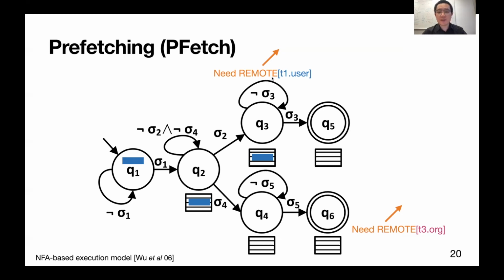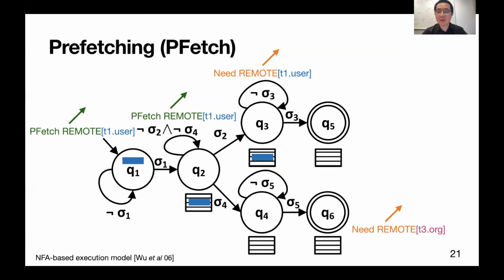And this remote data is indexed by event T1's user attribute value. And this attribute value is actually derived from state Q2 and state Q1. So there are 2 possible points to initiate prefetching. That is, whenever a new partial match is constructed at state Q2, or whenever a partial match is constructed at state Q1. Fetching from Q1 is able to hide more transmission latency than fetching from Q2. However, the predictions made by Q2 are more accurate than Q1 because Q2 is closer to Q3.